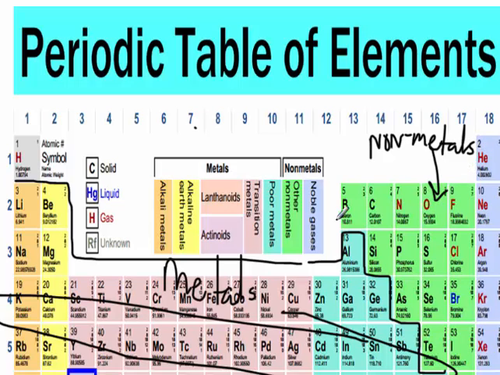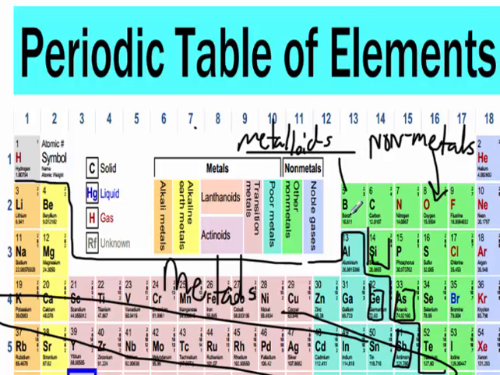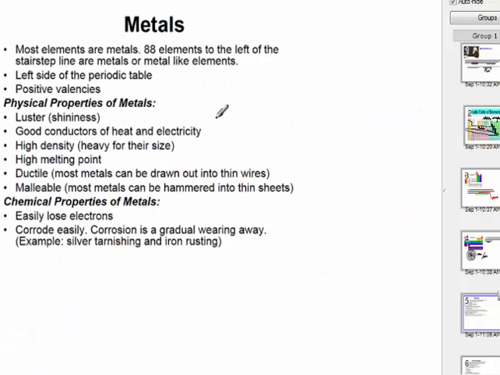Okay? And then there's a little tiny section right above the staircase. So on this little staircase, above and beneath the staircase, we call those metalloids. So those are categorized as metalloids. Those are the ones that are kind of above the staircase and below the staircase. They're called metalloids.